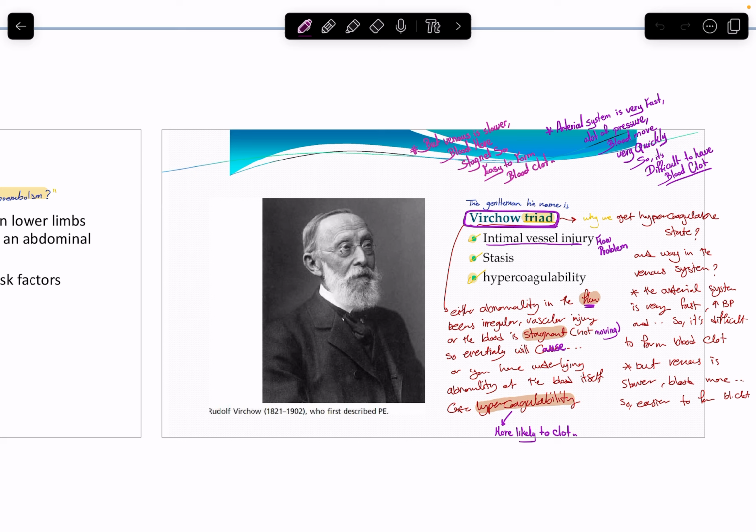So how do DVTs form? Well, this gentleman is Virchow. You've probably studied him in physiology. He described why blood clots abnormally. He says that blood will clot abnormally because there's something wrong in the vessels and the flow is abnormal, with turbulent flow in the vessels. Or the blood is static and not moving, because blood needs to be circulated all the time, and that will cause it to clot. Or there's an abnormality in the blood itself, it's hypercoagulable, prone to clot. Those are the three reasons people form blood clots, okay?